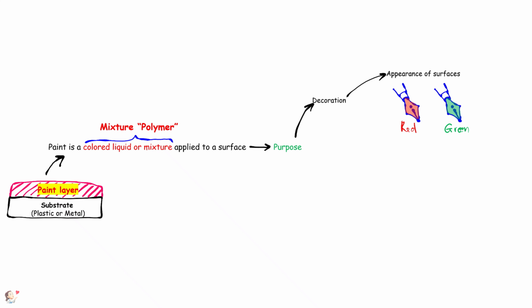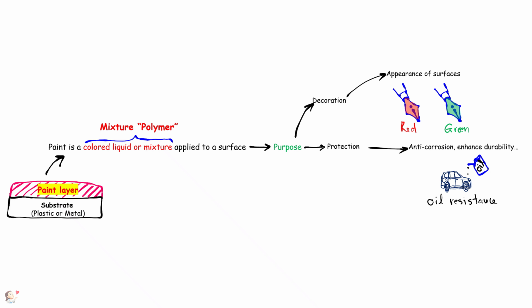Paint is not just for decoration. It also has another important function: protection. For example, when a layer of paint is applied to a metal surface, it helps prevent corrosion, thereby enhancing durability. Similarly, on cars, to resist oil corrosion, the paint is mixed with an additive that acts as an oil resistance agent.